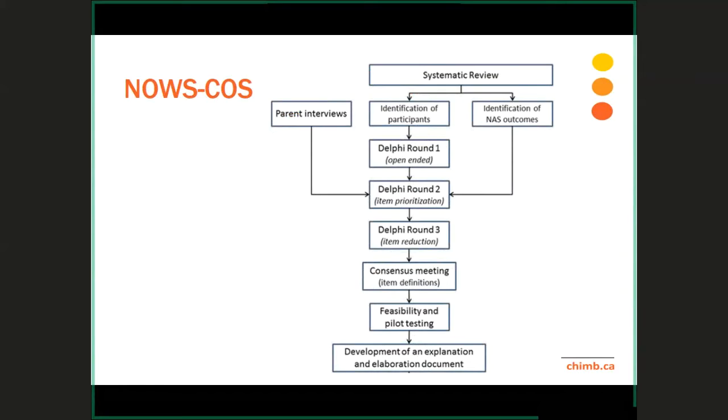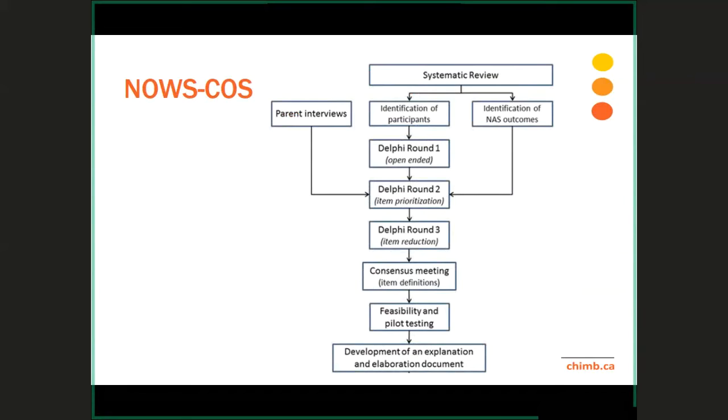So these are our methods, and I think this is a pretty standard method with one small difference based on our population. To develop a core outcome set, you start with a systematic review. Anyone who's done a systematic review knows that's probably about a year's worth of work, depending on how much literature there is. We use the systematic review for 2 reasons: to identify outcomes that have been reported and to identify participants for the Delphi.